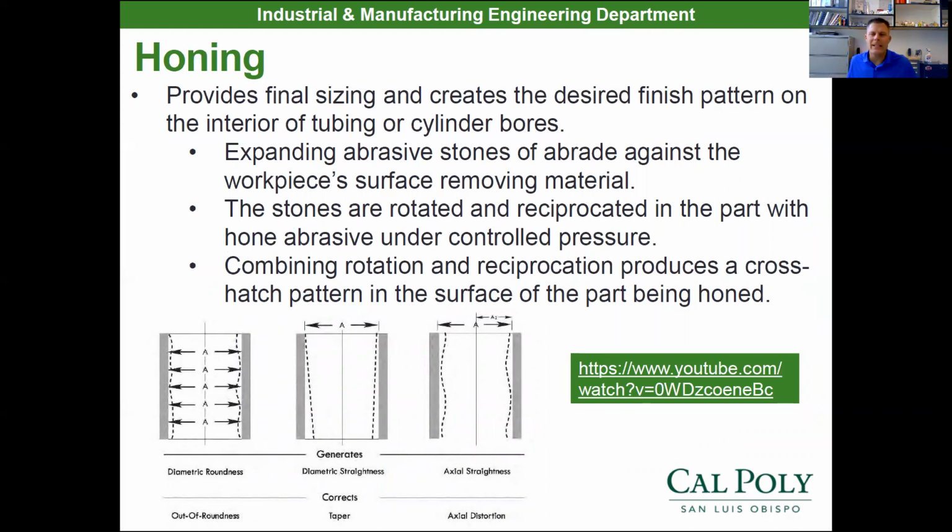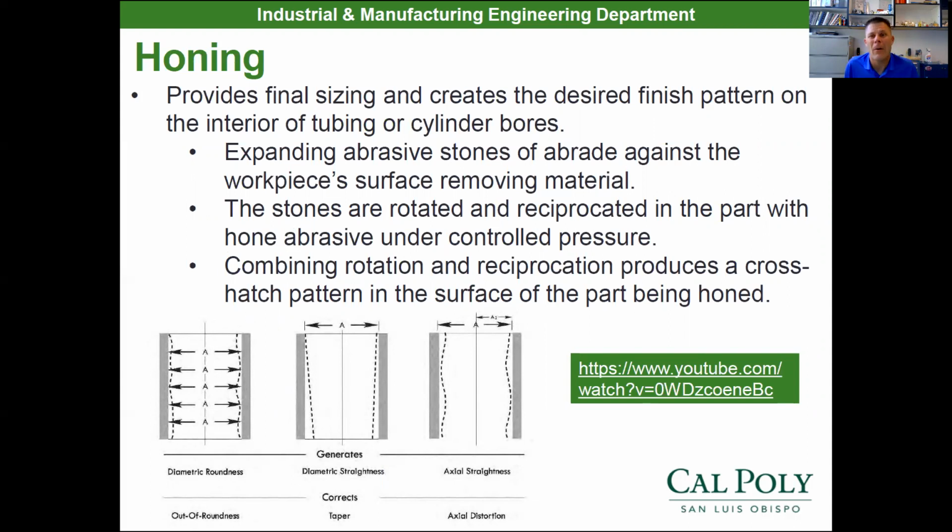So if we had a GD&T call out of cylindricity inside of our part, we could go ahead and do some honing in there, and that's going to make it nice and round and straight and have axial and diametric straightness, both of those. So what you have is you have these expanding abrasive stones that abrade against the surface, and remove small amounts of material.